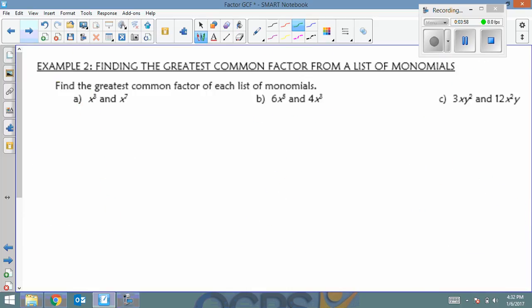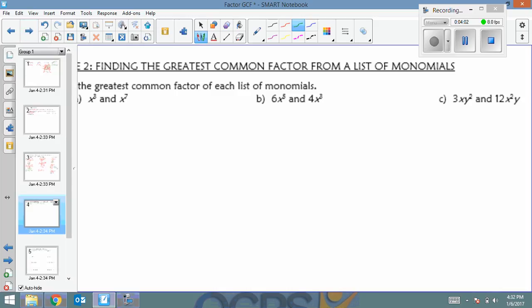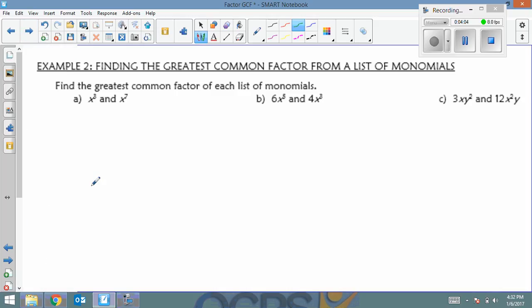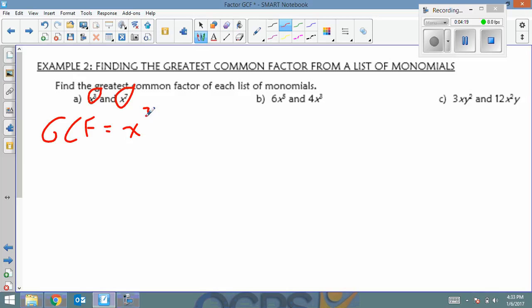Same thing happens when we have 3 of them. We have letters. But with the letters, what we do is we look for the one with the smallest exponent. So here the exponent of that one's 3, the exponent of that one's 7. So our GCF is the one with the 3. So it's x to the 3rd power.